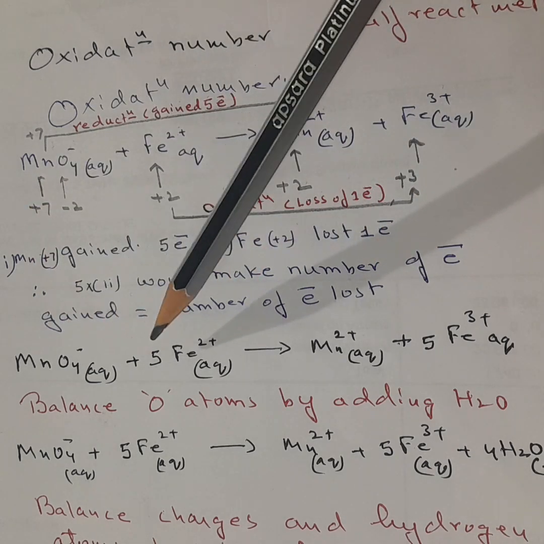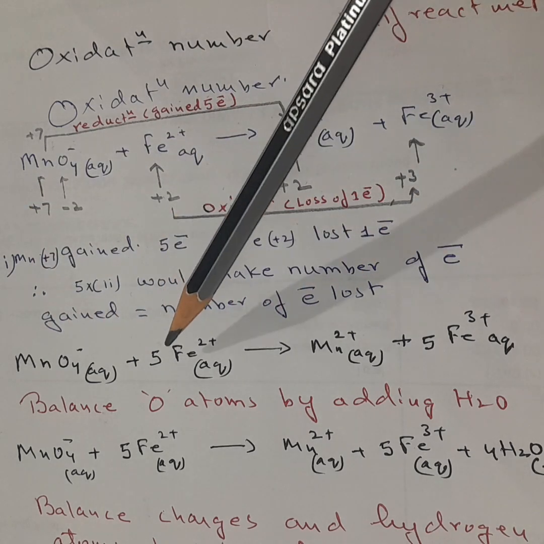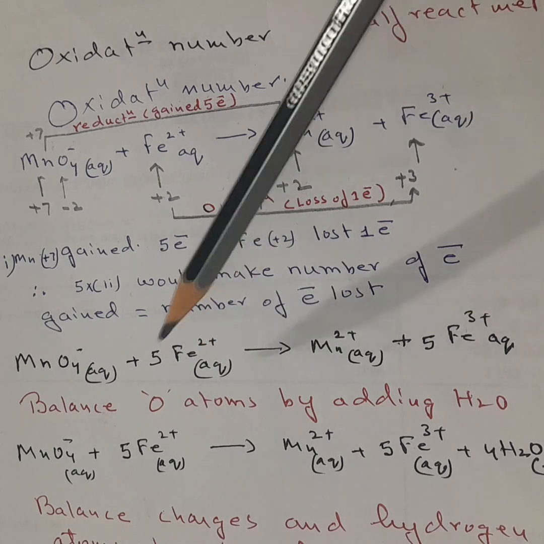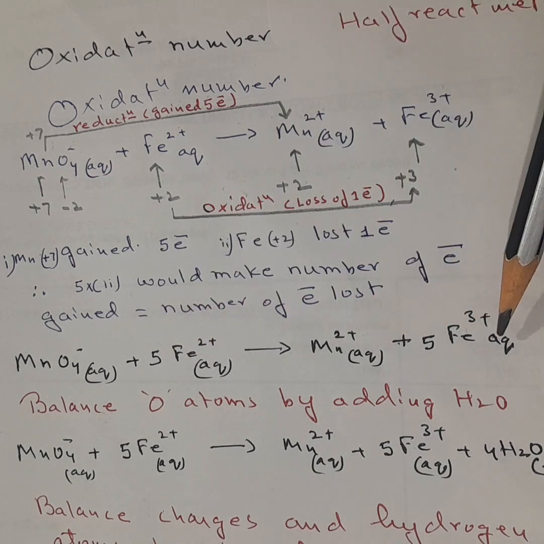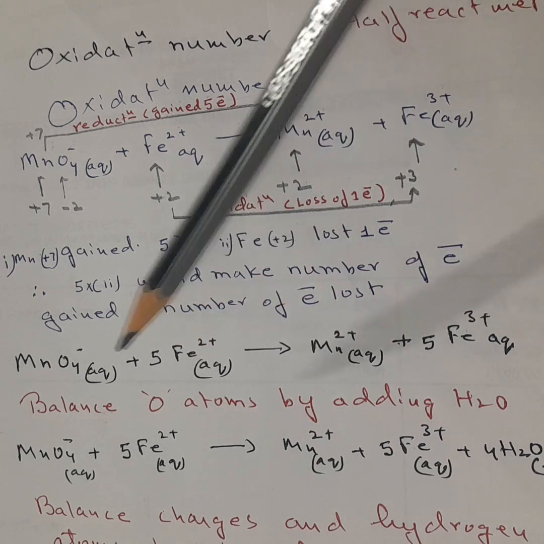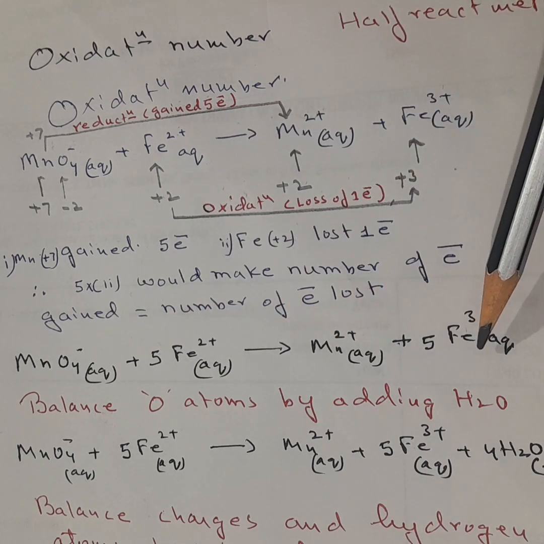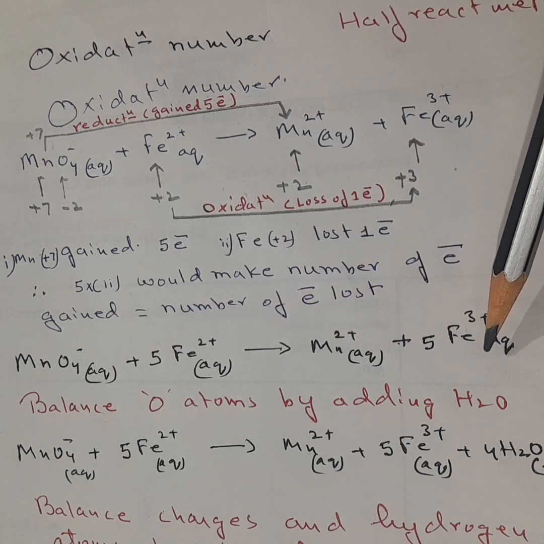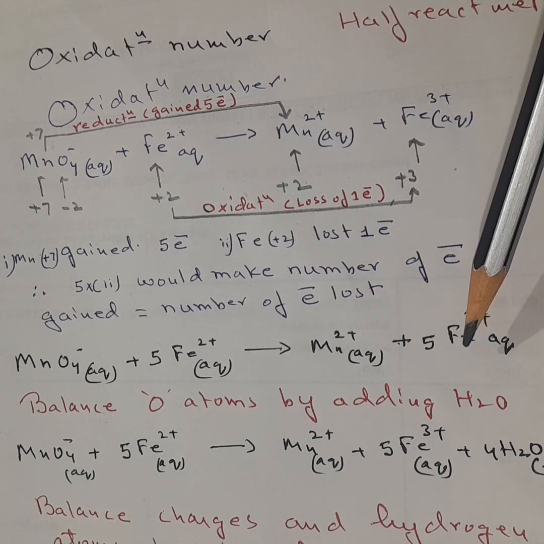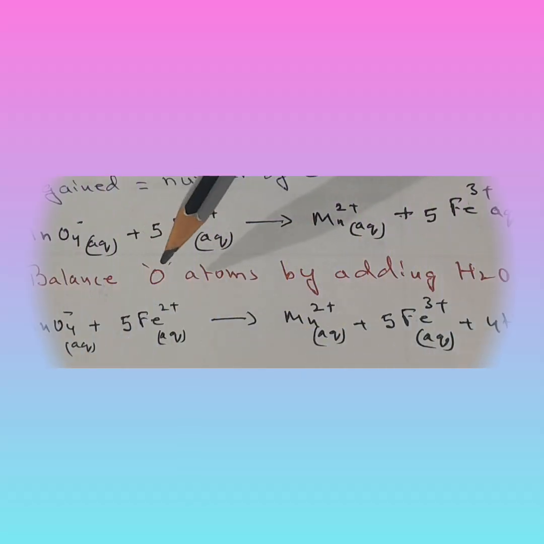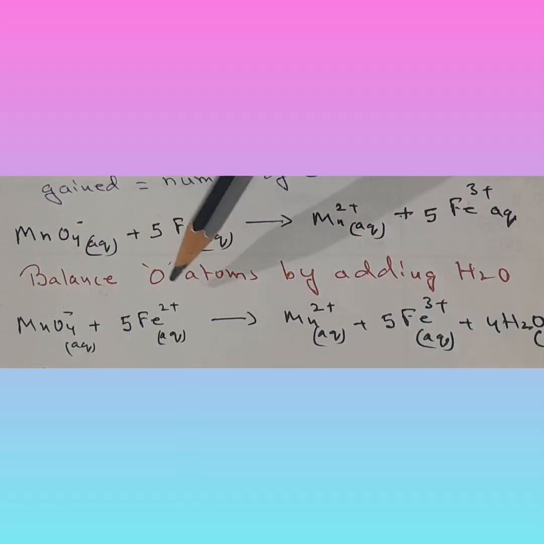So we jot down the reaction again, but now we multiply this part by 5 and write it that way. So we have balanced the loss and gain of electrons by this method. Next job is to balance the O atoms, the oxygen atoms.